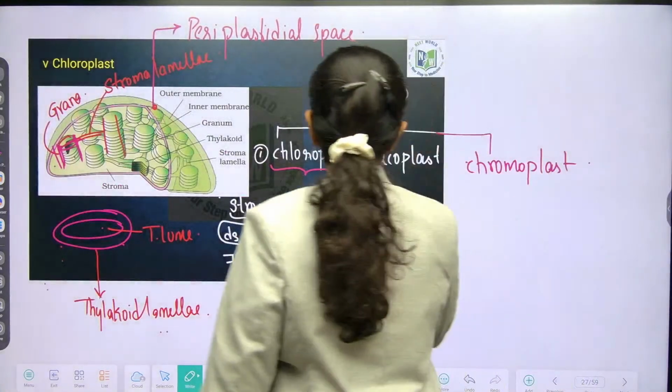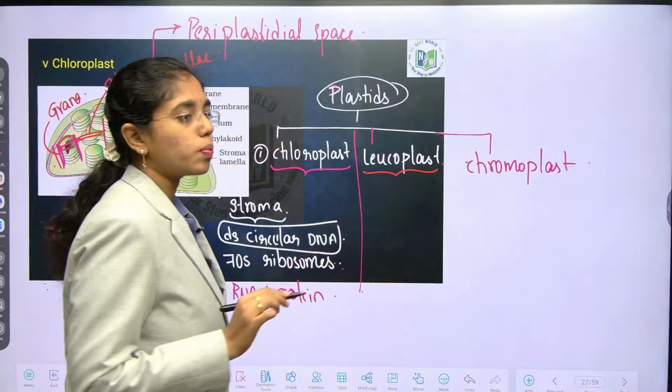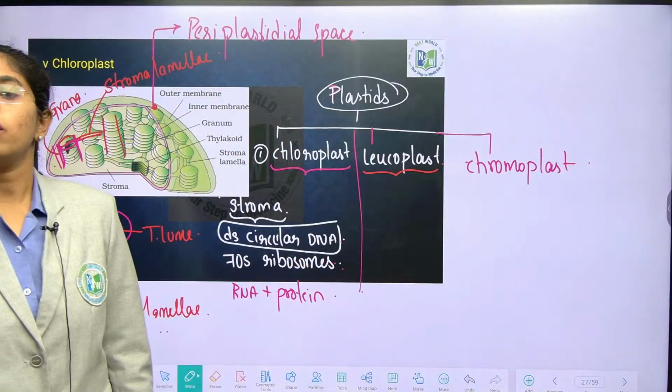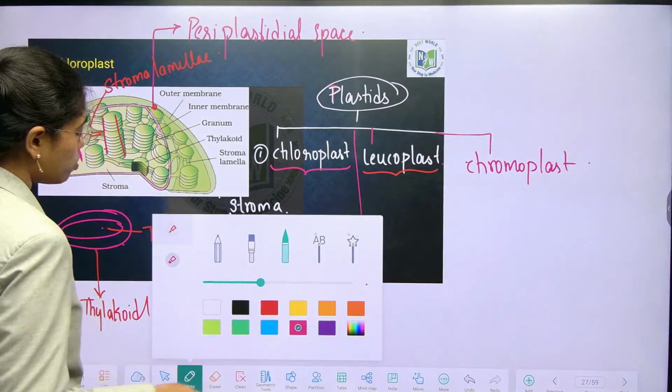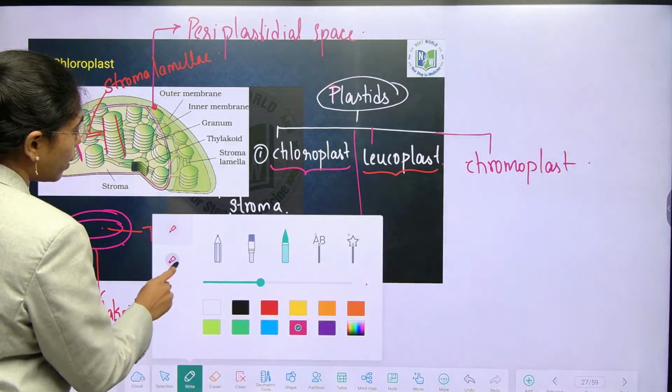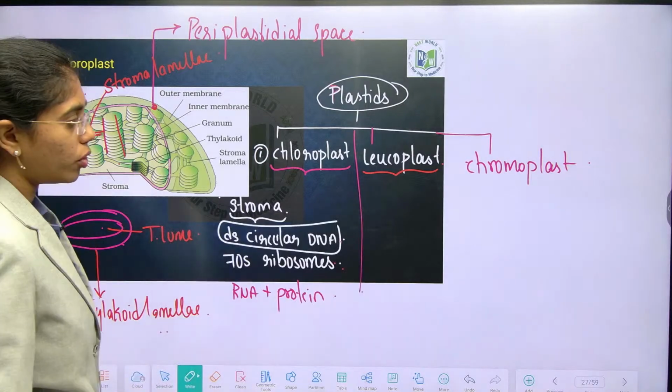Now look at the leucoplasts. What are the leucoplasts? Those plastids which are colorless and those which store the food materials. What are different types of leucoplasts? Based on the food material it is storing, we have three types of leucoplast.